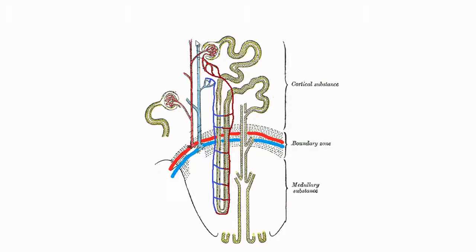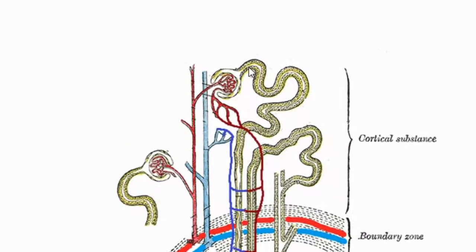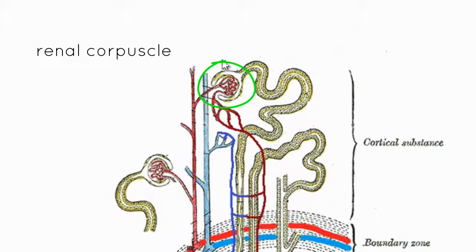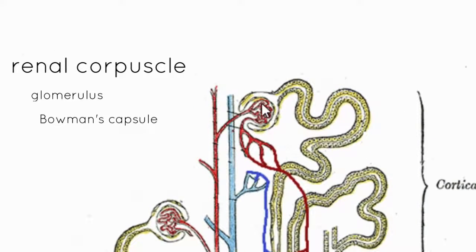So we've got three parts to the nephron essentially. So we've got the renal corpuscle, which consists of the glomerulus and Bowman's capsule. So the glomerulus is this sort of network of capillaries which sits inside this capsule known as Bowman's capsule. And this structure is the first point at which the blood is filtered. So that's the renal corpuscle, and that lies in the cortex of the kidney.